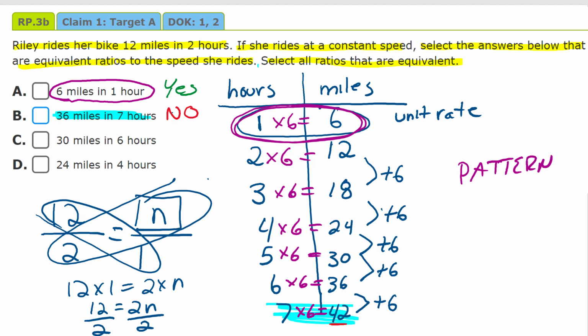Let's go ahead and look at C. C is 30 miles in 6 hours. Here's our 6 hours. 6 hours, they go 36 miles. And so this is a no. And then the last one on D, D reads 24 miles in 4 hours. Well, here's our 4 hours, and in 4 hours they went 24 miles. And so D is a yes. So we'll mark D correct, and we'll mark A correct. The other two, B and C, are incorrect.